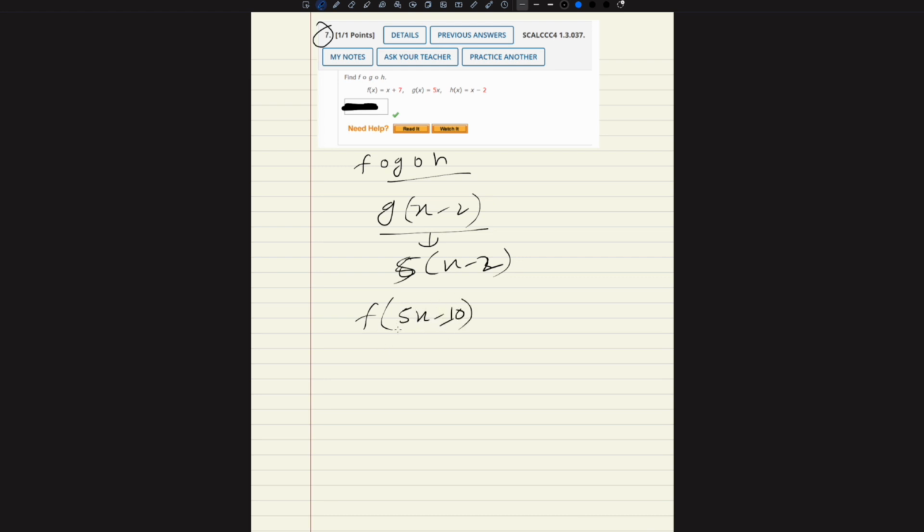So now we need to put this in the value of x of the f. So f of g of h will be 5x minus 10. So we are putting this in the value of x, and we have plus 7 also. So it will be 5x minus 3. So this is our answer.